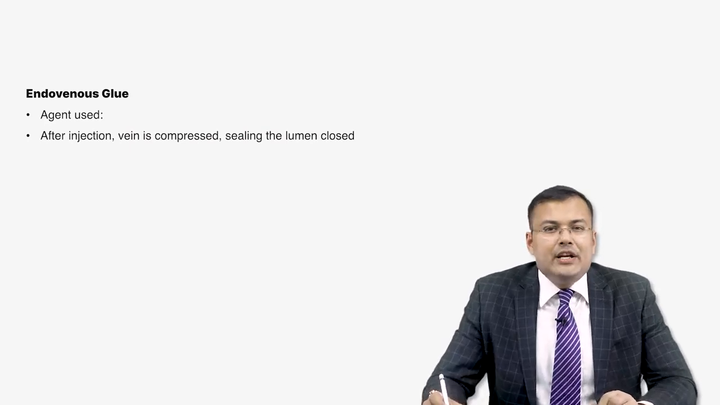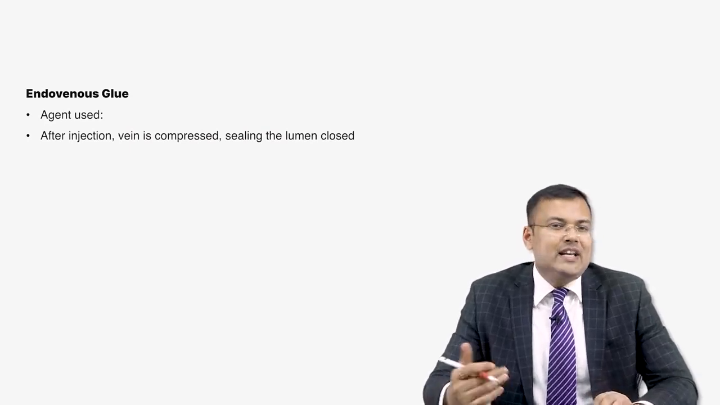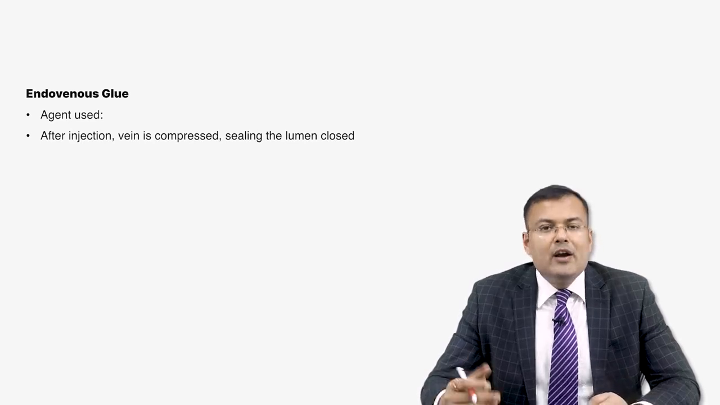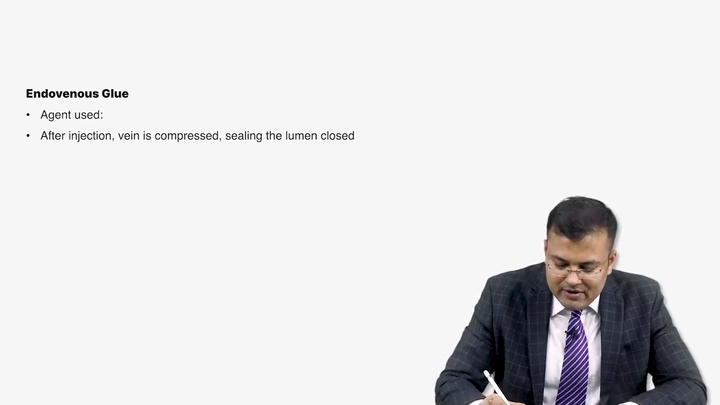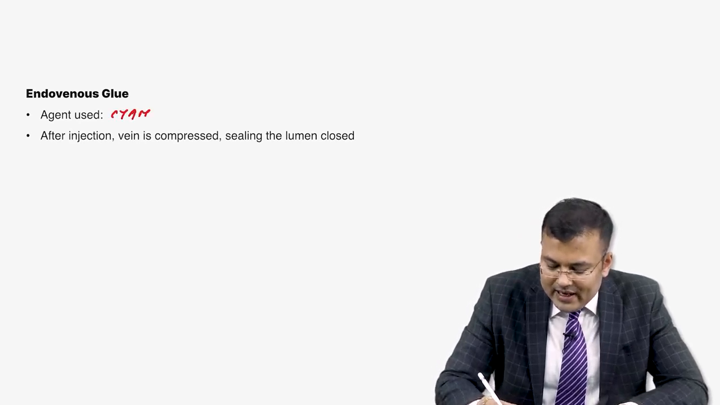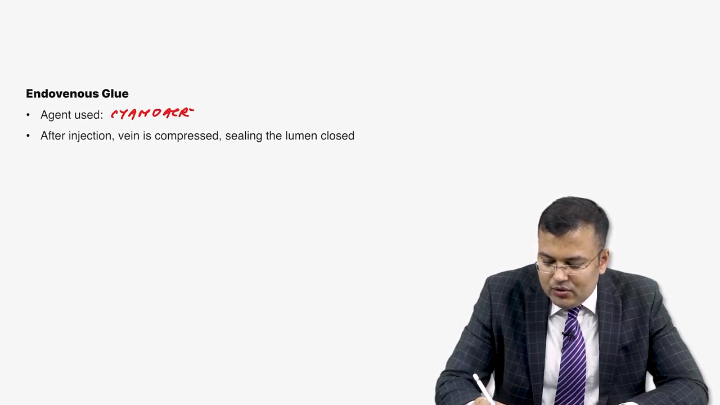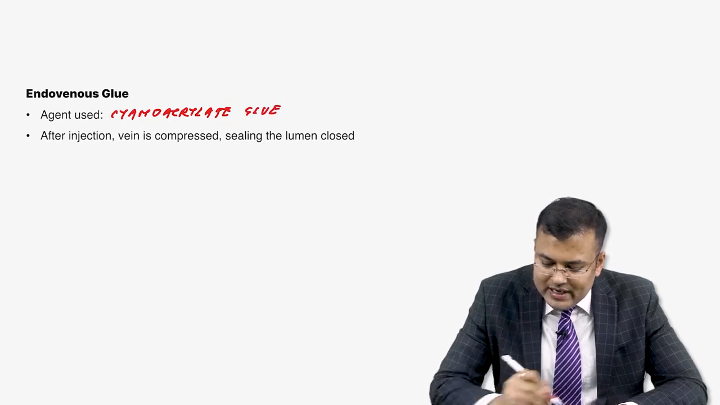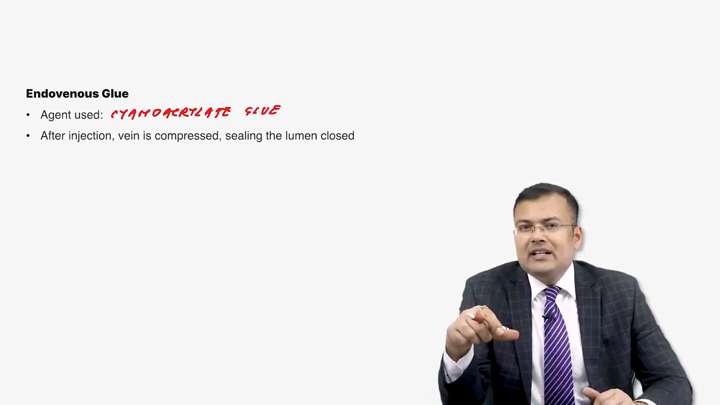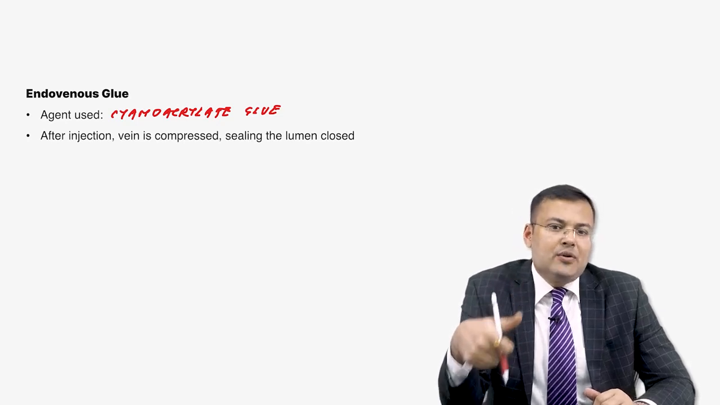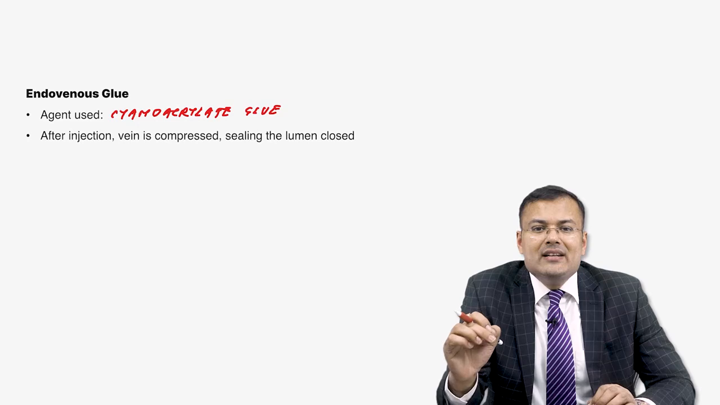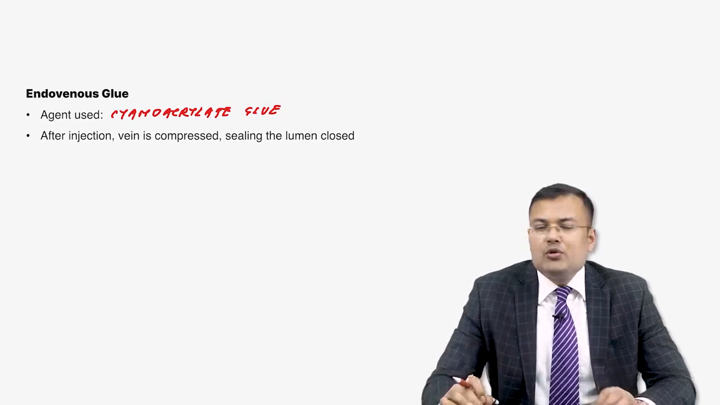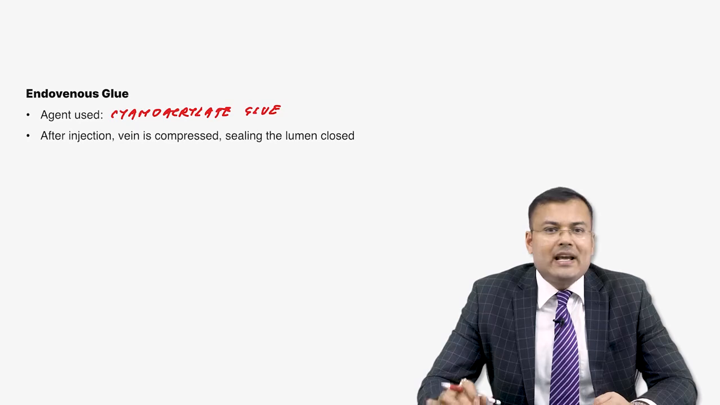Nowadays we can use endovenous glue, meaning you can inject the glue directly inside the vein. Which glue? You have to remember the name. It is cyanoacrylate glue. And what we have to do: first inject the glue, and after injection the vein is compressed so that the lumen is sealed closed. So the glue, you have to remember, is cyanoacrylate glue.